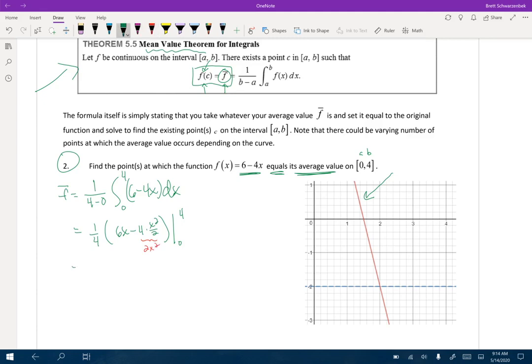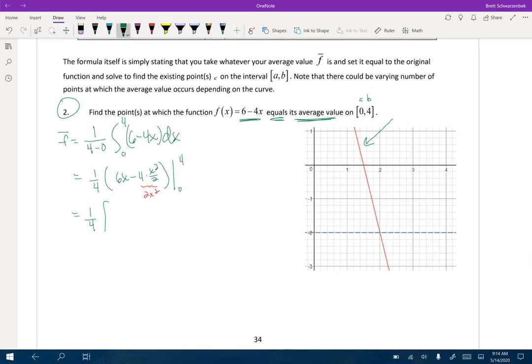Okay, so let's do our evaluation. So 1/4. We're going to do 6 times 4 minus 2 times 4 squared. All right, but then 0 cancels out everything in here.